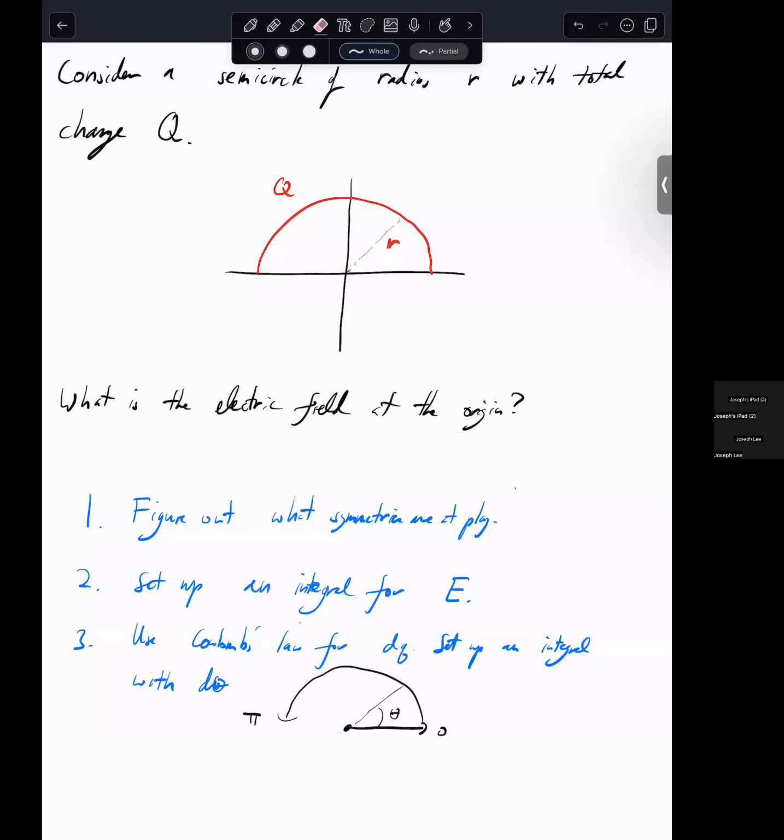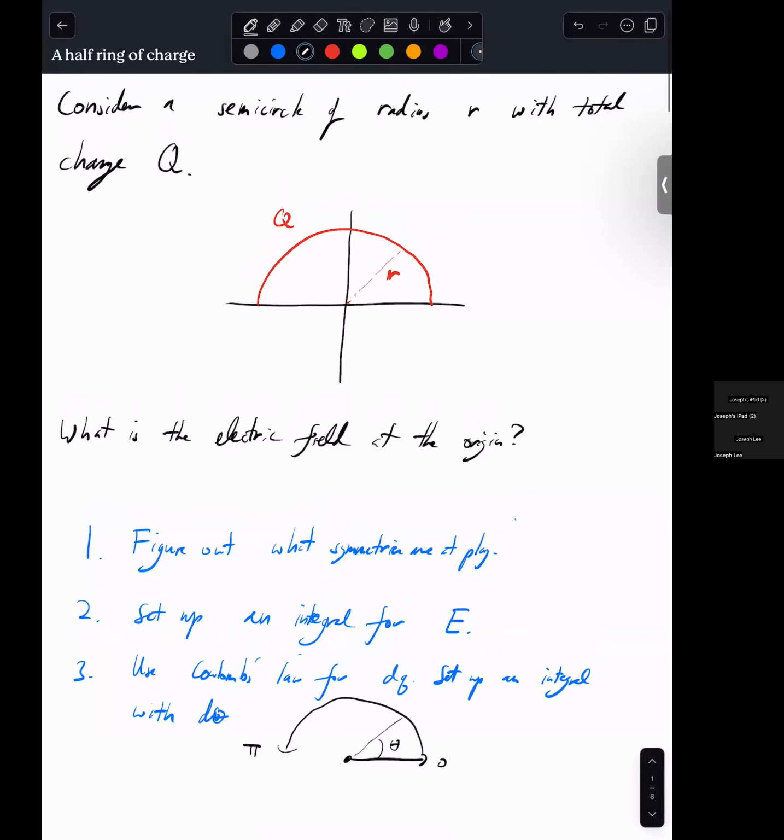Okay, so this is a problem from recitation, and it's also on worksheet 3, number 3. I believe my original notes actually had a sign mistake, so I'm definitely going to correct it in this one and then upload these notes over the other ones. So consider a semicircle of radius r with total charge q, so the half ring of charge, and the question is, what is the electric field at the origin?